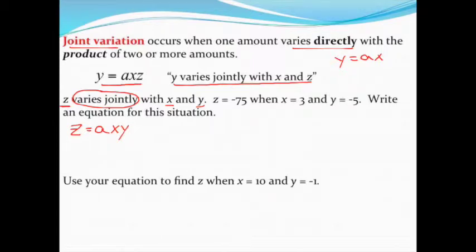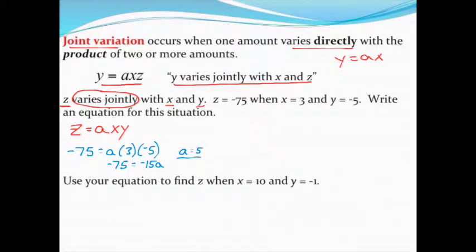Okay, like we did with our inverse variation equation, let's plug in the information that we know to find out what a, our constant of variation, is. So they tell us that when z is 75, x is equal to 3, so I'll plug in 3 for x, and y is equal to -5. So here's the equation I want to solve in order to find out what a is equal to. Let's make that look a little bit prettier. So I get -75 equals -15 times a. If I divide both sides by -15, I come up with a constant of variation of 5.